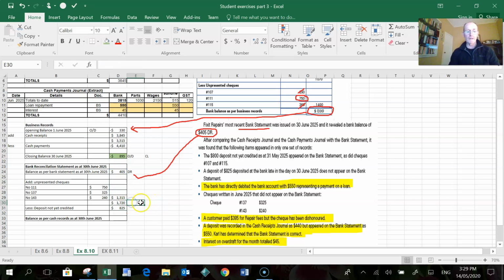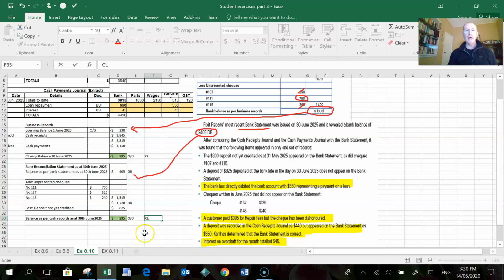So currently we've got 1720 overdrawn. What we do now is take away that deposit, because once that deposit is banked, it will reduce the amount of the overdraft. It will reduce the amount that we owe to the bank. So we take the 1720 and subtract the 825, and bingo, 895, the whole thing balances. So that is overdraft. Current liability.